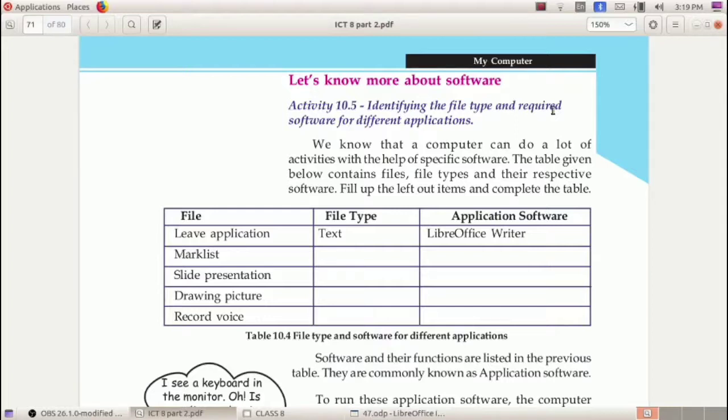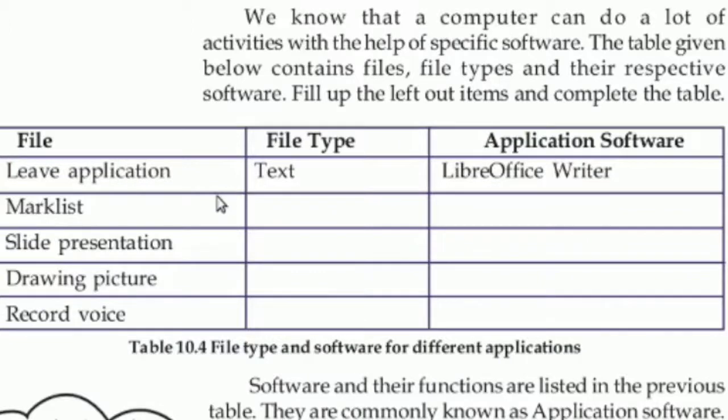Here a table is given, it contains many files. We have to find the type of the files and the respective softwares which is used for preparing it. First one is leave application, and it is a text file, and the application software used to prepare it is LibreOffice Writer. Do you know other softwares are used for the same purpose? Yes, we have Microsoft Word.